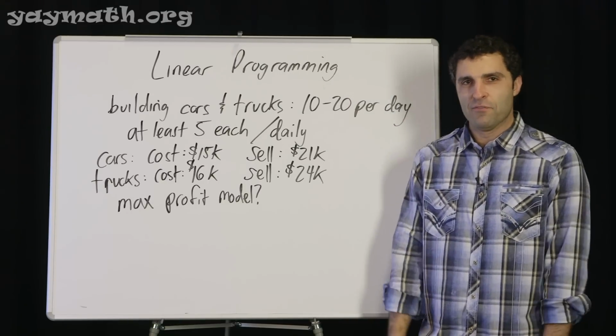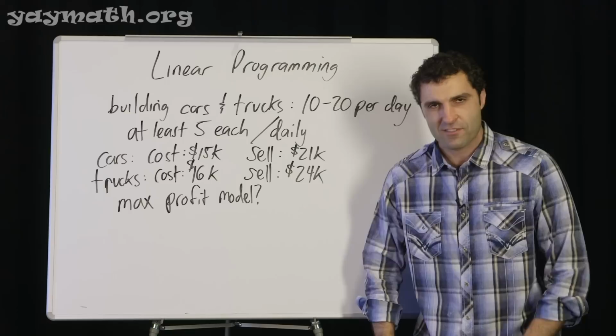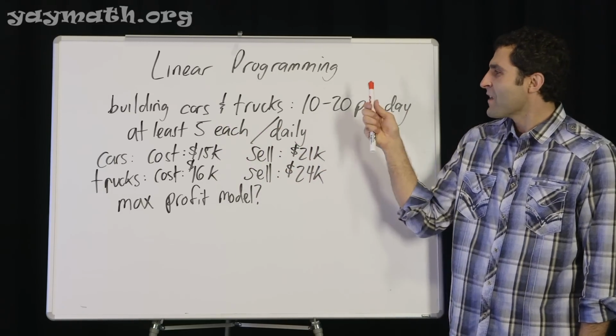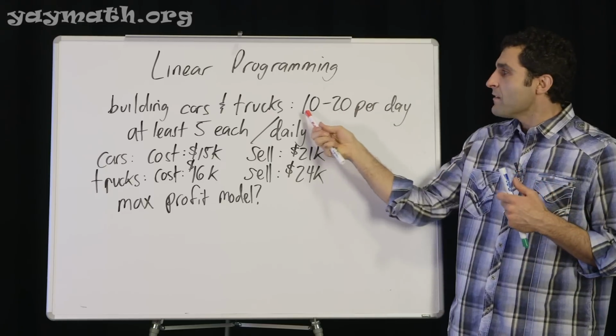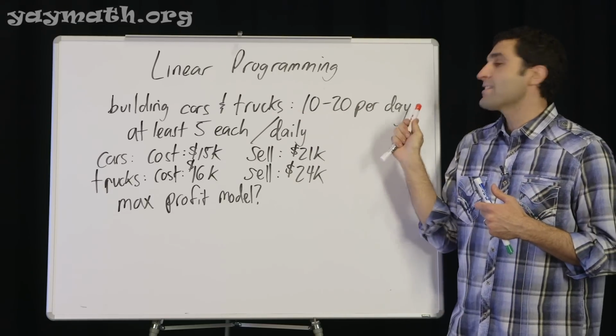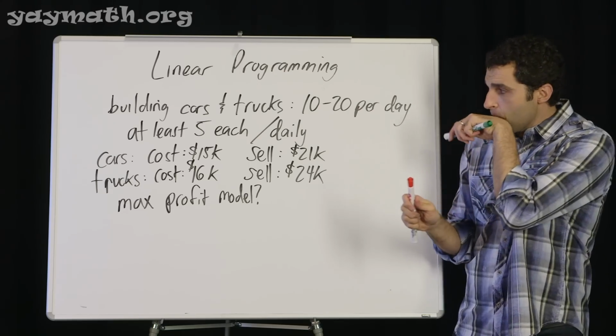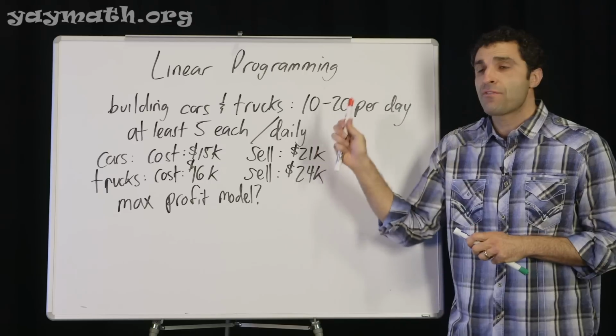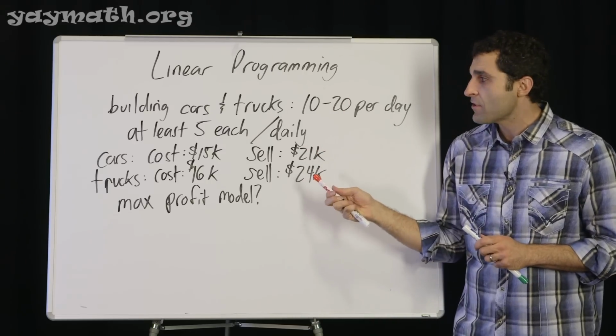And you got to put in the voice because that's what we're building. We're building trucks. So we're building trucks and cars. Imagine that a certain factory had to put an output of 10 to 20 per day. They were constrained that they had to sell at least 5 each, 5 trucks and 5 cars each.